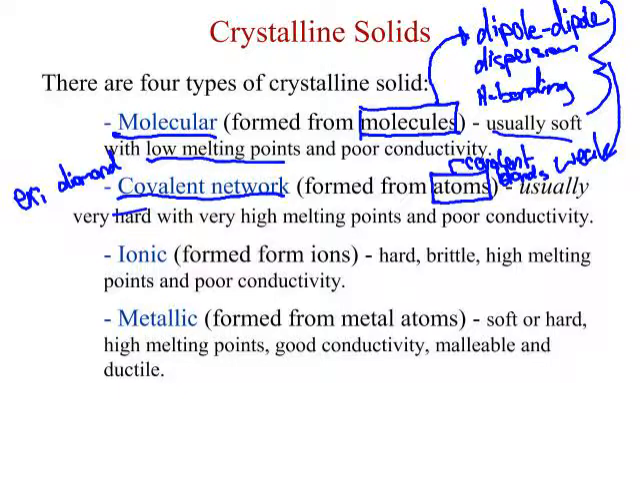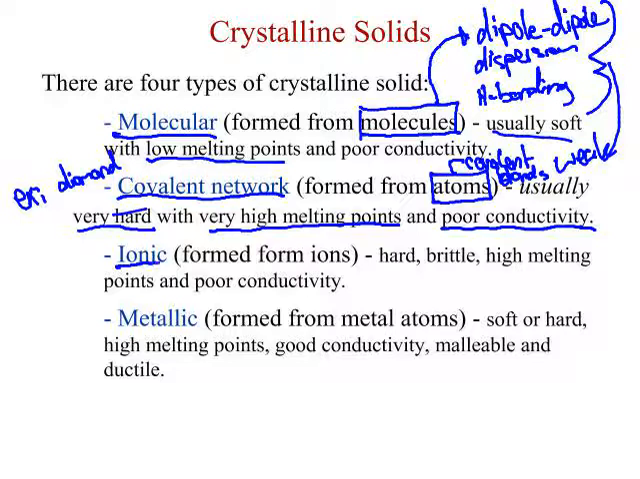Now we know that covalent bonds are really strong, and so these usually have extremely high melting points, because it takes a lot of energy to overcome the interparticle attractions holding the solid together. Also, they tend to have poor electrical conductivity as a consequence of their bonding, but not always. We're going to look at examples of ones that don't. And they tend to be pretty hard, because the bonding is strong.